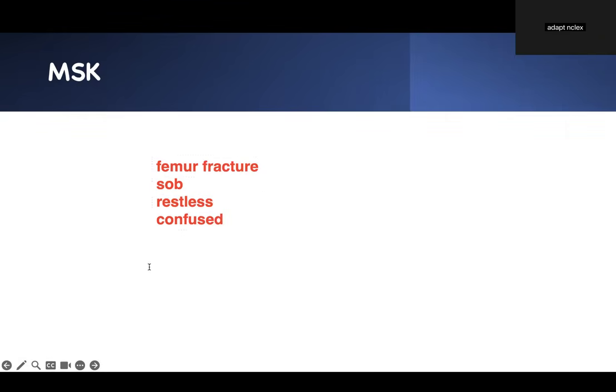I want you to know this triad. We have dyspnea, that means shortness of breath. We have confusion and petechiae, that means a rash on the chest or on the torso. What do you call this? This is fat embolism. This is a big problem called fat embolism.